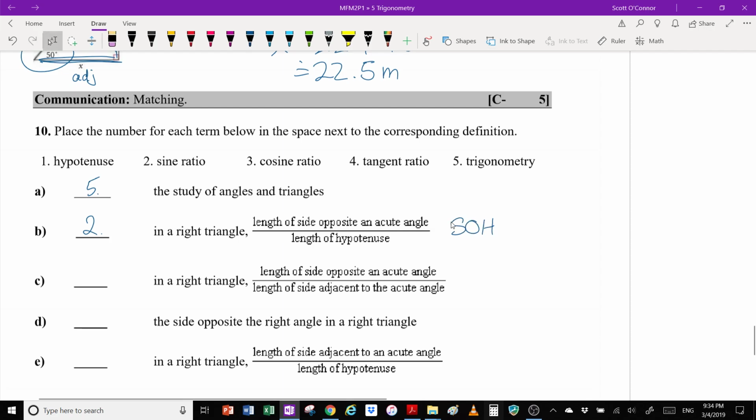So opposite over hypotenuse. And then here, this is opposite over adjacent. Which one is that? That's TOA. So that means I'm going to have tan, number 4, go here. The side opposite the right angle in a right triangle, that's always the hypotenuse. And then in a right triangle, the length of a side adjacent to an acute angle, adjacent over hypotenuse, that's cosine. So that is the cosine ratio, number 3.